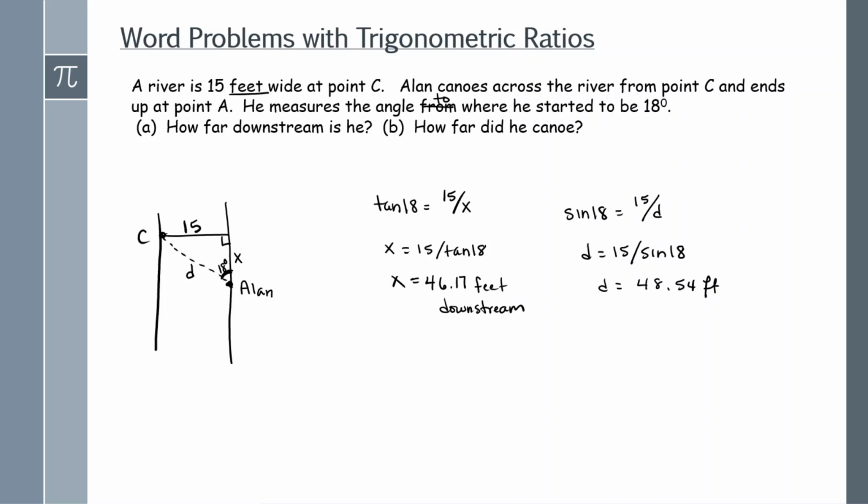So he actually canoed a couple of feet further than if he had just been able to go straight across. So the basic idea of these is to draw the picture so you can see the triangle. Mark the things you're looking for, so always read the question at the end and know what the unknown is. Where are we trying to get? And then set up the trig ratio for relating that unknown to the known and calculate.